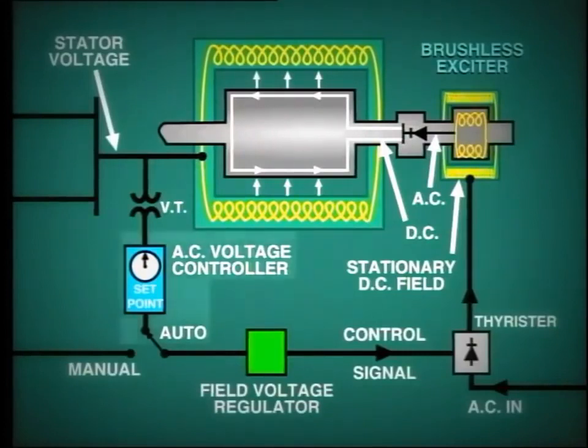When in auto, the field voltage regulator receives its command signal from the AC voltage controller, which in turn monitors the output voltage of the generator. The operator can adjust the AC set point as required. When starting up the unit, the field voltage regulator may be set to manual, and in this case, the operator will control the regulator directly.